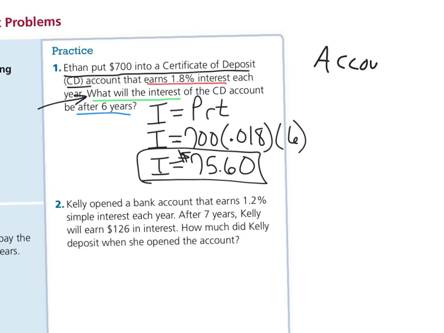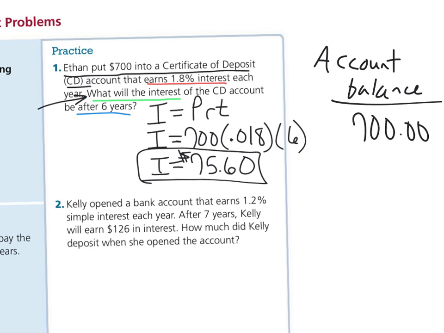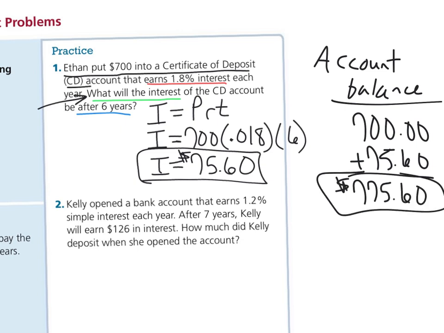One thing to think about also, they could ask what the account balance would be at this point. They didn't do that, but if they asked for the account balance, in that case, we would just take the $700 we originally had plus the $75.60 for the interest, and that would be $775.60 would be our account balance.